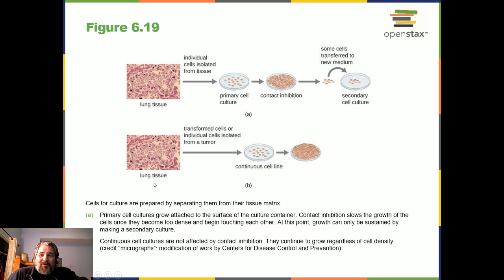Now, instead, if you have lung tissue that is transformed or essentially cancerous, one of the things a cancer cell has to be able to do is ignore contact inhibition. So this will allow you to establish a continuous cell line. They will continue to grow regardless of cell density.